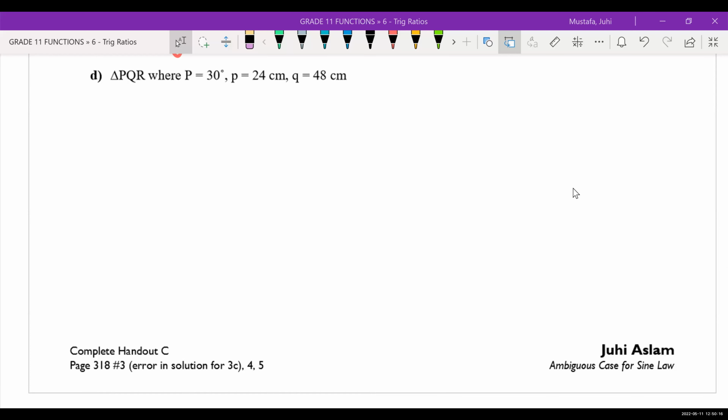Okay, question D. Hopefully you guys are getting a little bit better at drawing the diagram. So go ahead, make a rough sketch of your diagram, and then see if you can figure out the official diagram as well.